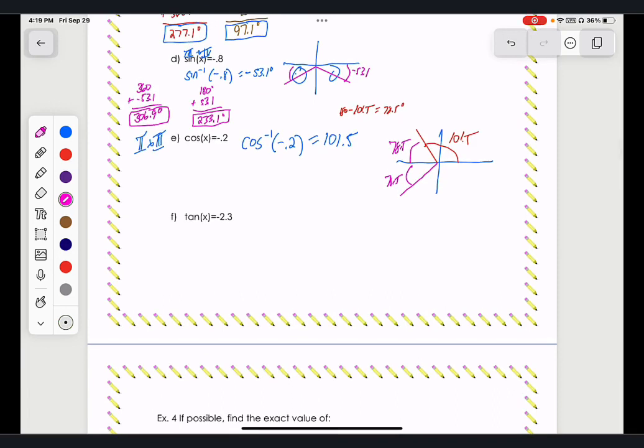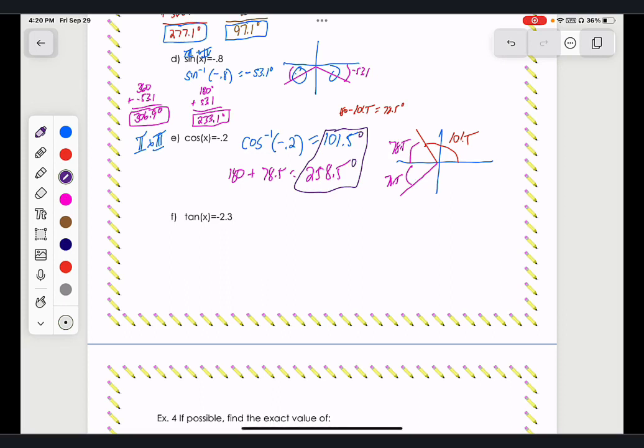So our second angle is going to be 180 plus 78.5, and that's going to equal 258.5. And so those are our two answers: 101.5 degrees and 258.5 degrees.